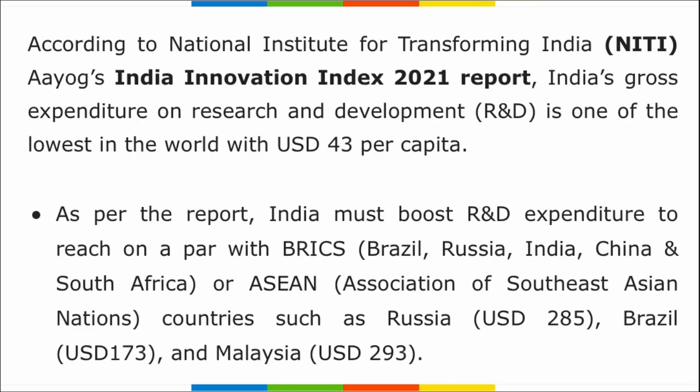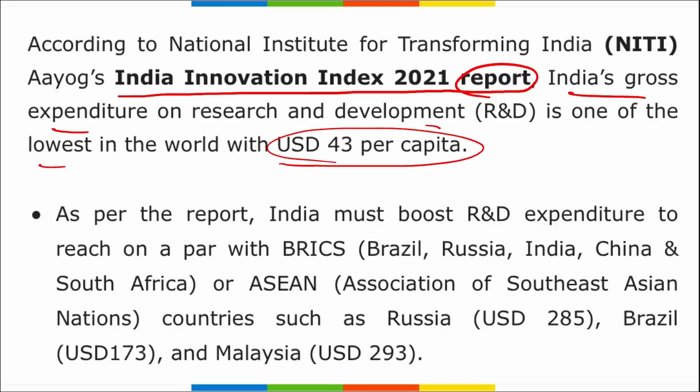According to Niti Aayog, they released a report, that is the India Innovation Index 2021 report. India's gross expenditure on research and development is one of the lowest in the world with $43 per capita. As per the report, India must boost research and development expenditure to reach on a par with Brazil, Russia, India, China and South Africa. What are these countries? They are BRICS.